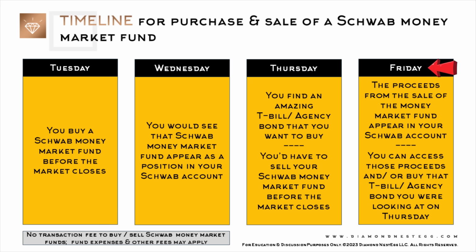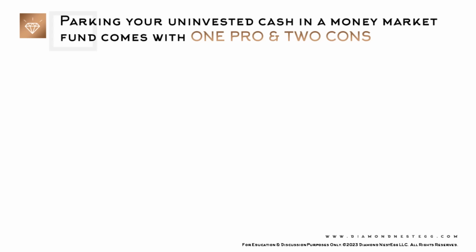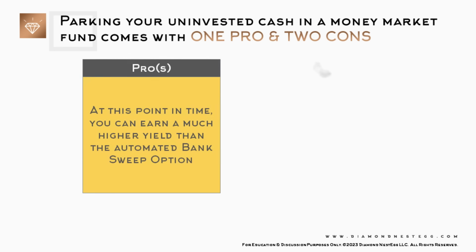And if you had sold your money market fund on a Friday, the proceeds from that sale would appear in your Schwab account on Monday only. So basically, with Schwab, parking your uninvested cash in a money market fund comes with one pro and two cons. The one pro is that at this point in time, you can earn a much higher yield than the automated bank sweep option.